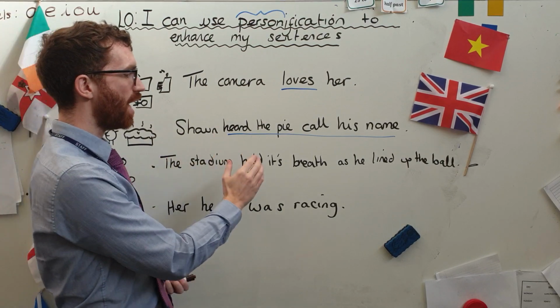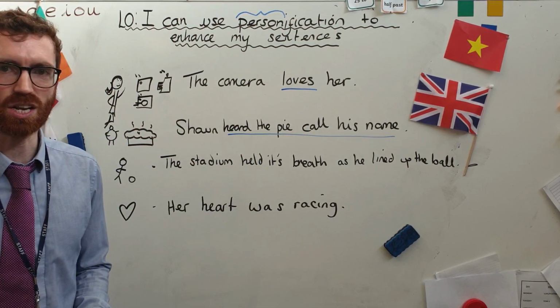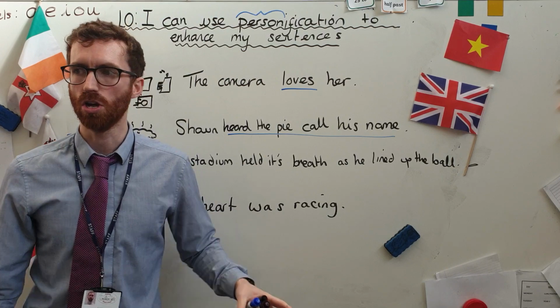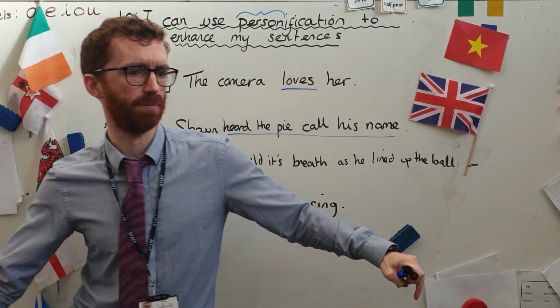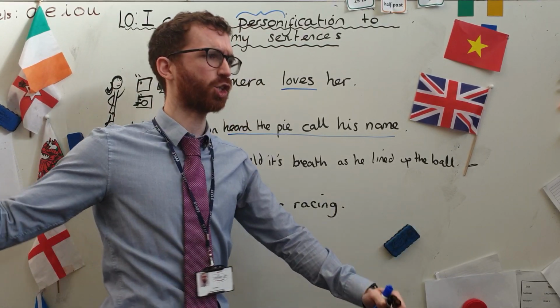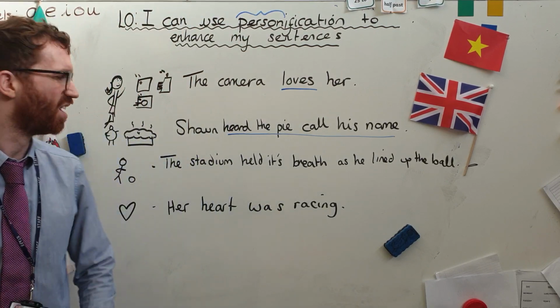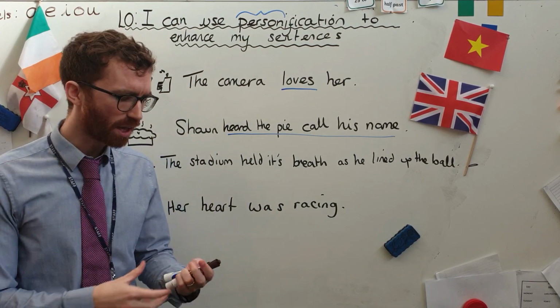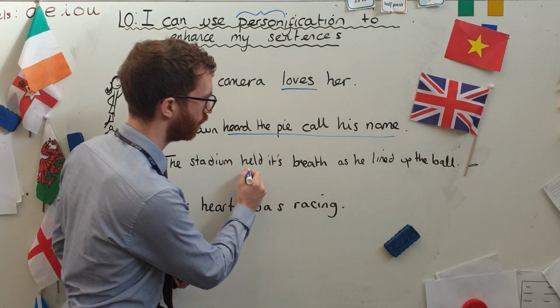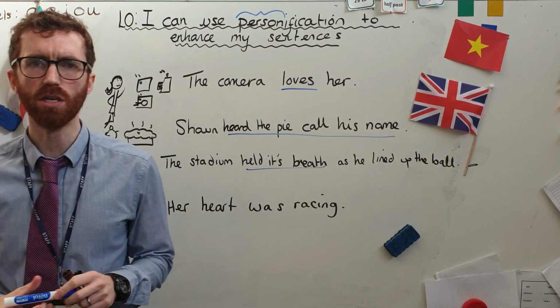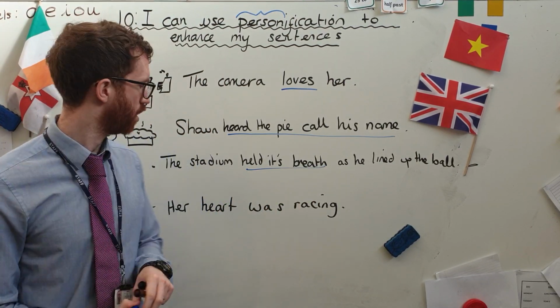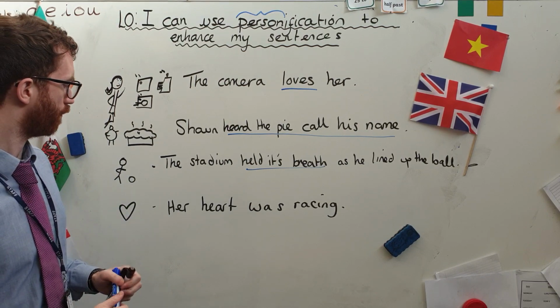The stadium held its breath as he lined up the ball. You might hear this, mightn't you? The stadium held their breath as he lined up the ball. He went to shoot. He scores! Okay, a stadium can't hold its breath. That is a human quality. Okay, a stadium can't hold its breath. The stadium held its breath as he lined up the ball.